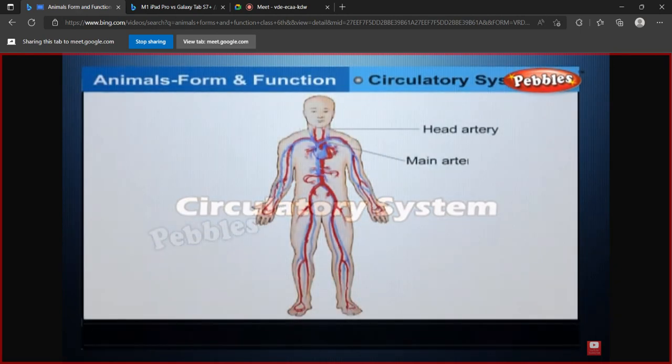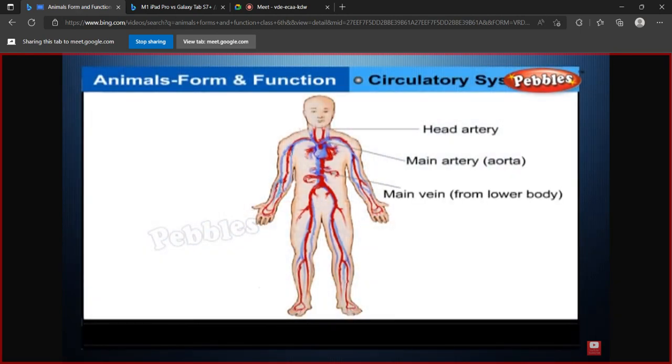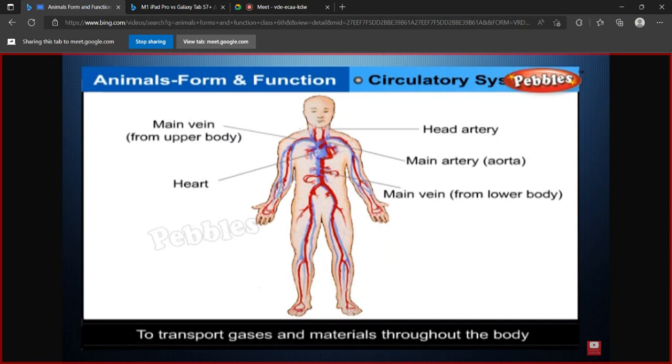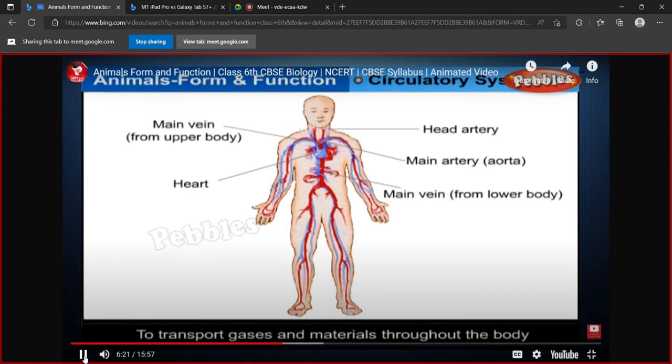Circulatory system. Parts of the circulatory system are heart, blood vessels, arteries, capillaries, veins, blood, plasma, red and white blood cells, platelets. Function: to transport gases and materials throughout the body.